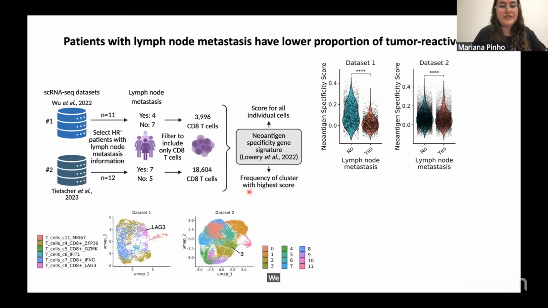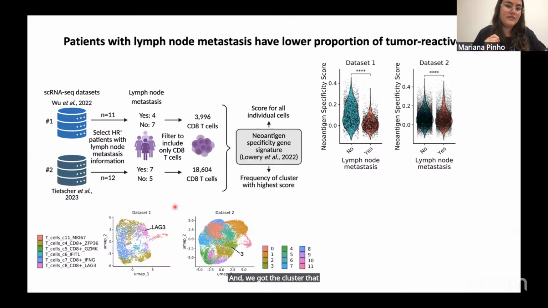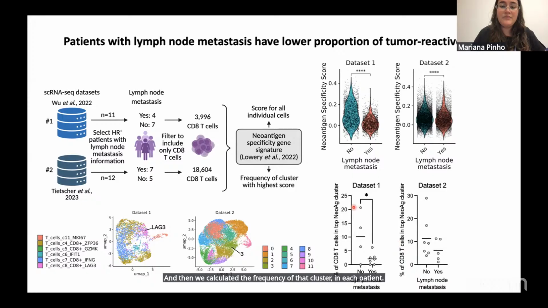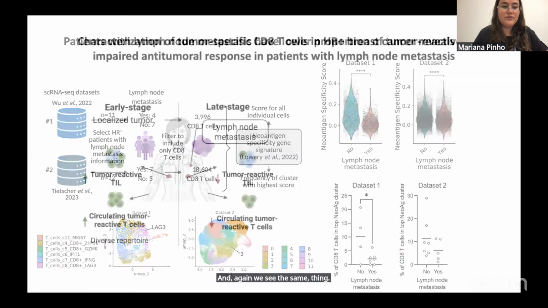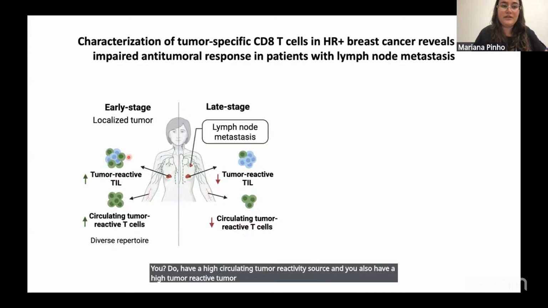We also looked at the frequency of the cluster with the highest score. So basically, we have this UMAP analysis where you can cluster the cells in different clusters. And we took the cluster that has the highest score for the neoantigen signature. And then we calculated the frequency of that cluster in each patient. And again, we see the same thing. So it really shows that in early stage tumors, so once you have a localized hormone receptor positive tumor, you do have a high circulating tumor-reactive T cell response, and you also have a high tumor-reactive tumor-infiltrating lymphocyte response.